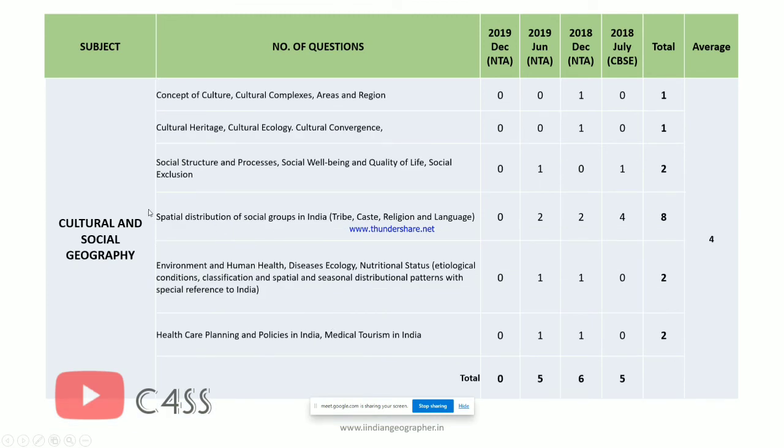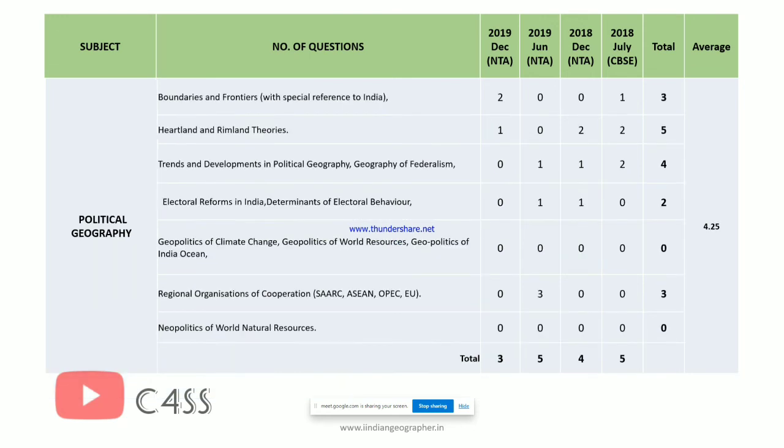Cultural geography, again spatial distribution of social groups in India. This is what gets priority, especially the tribes, caste, religion, language related things, right? Political geography, again you have theories, just like I said earlier. So most of the topics you'll find the core concepts are being looked into.